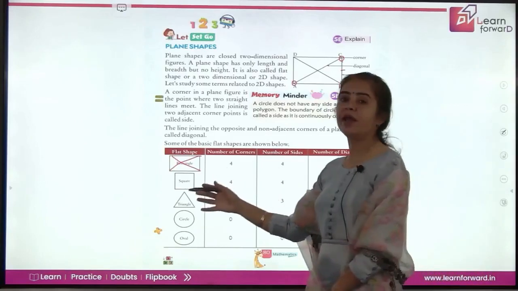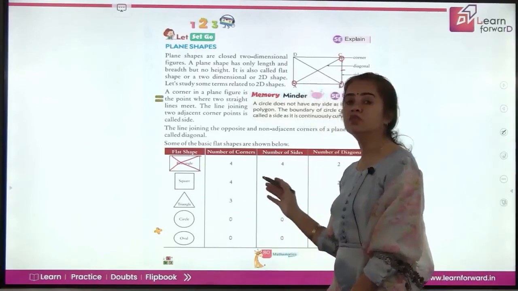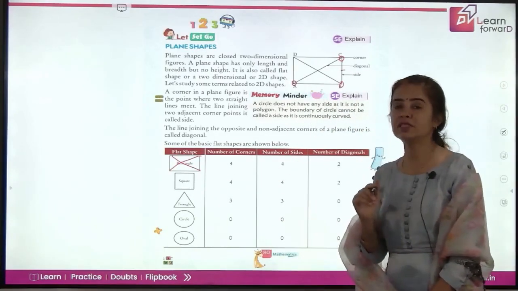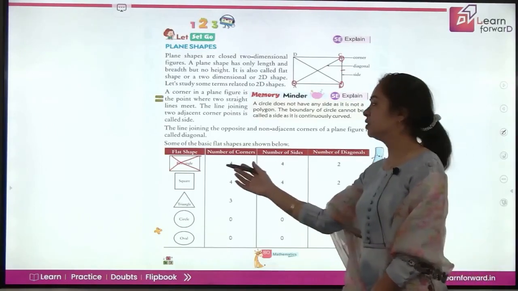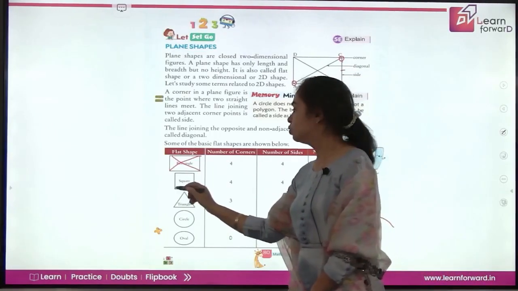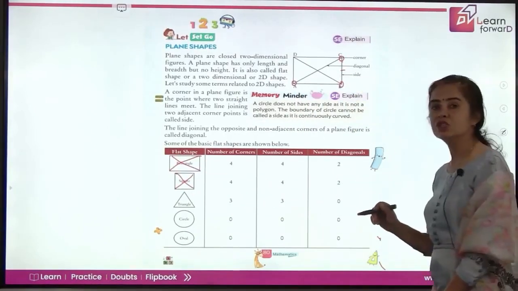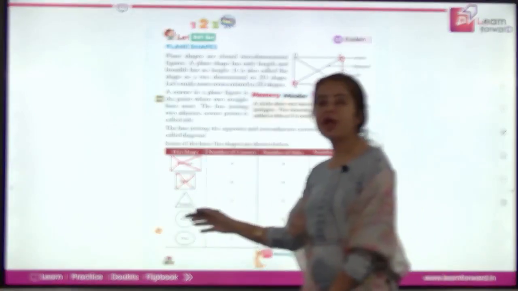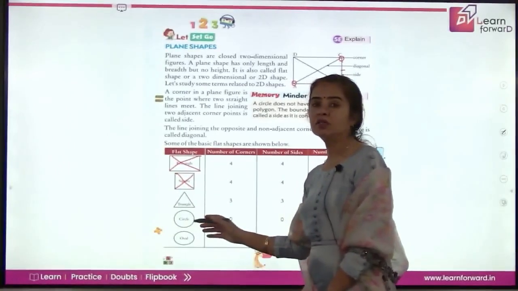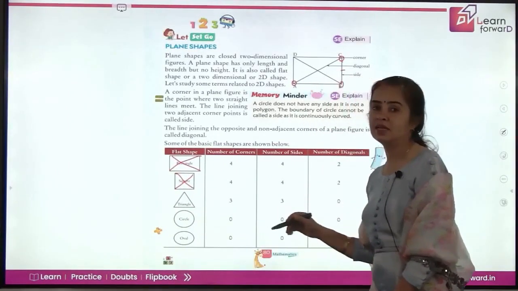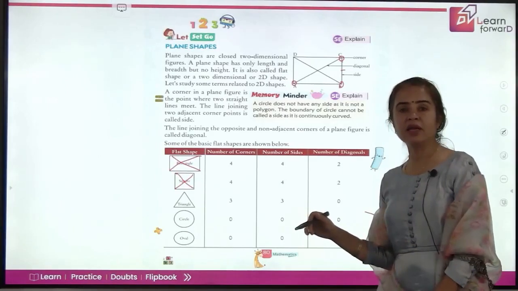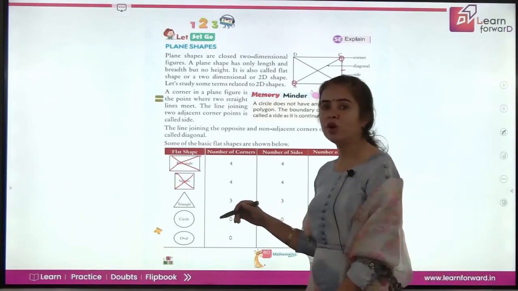Coming to square, here also you have 4 corners, 4 sides, but all 4 sides are equal. And just like in rectangle, here also you can draw 2 diagonals. So number of diagonals is 2. When you talk about a triangle, you have 3 corners here, you have 3 sides here, children. But talking about the diagonals, just see, can we draw diagonal here?